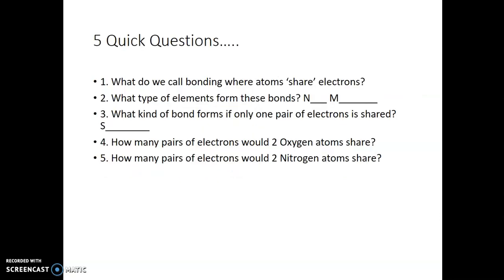So, start with 5 questions on the previous material we've covered. So if you want to pause the video and have a go at these, and then we'll go through the answers. Okay, so 5 questions there on the bonding we looked at last lesson.